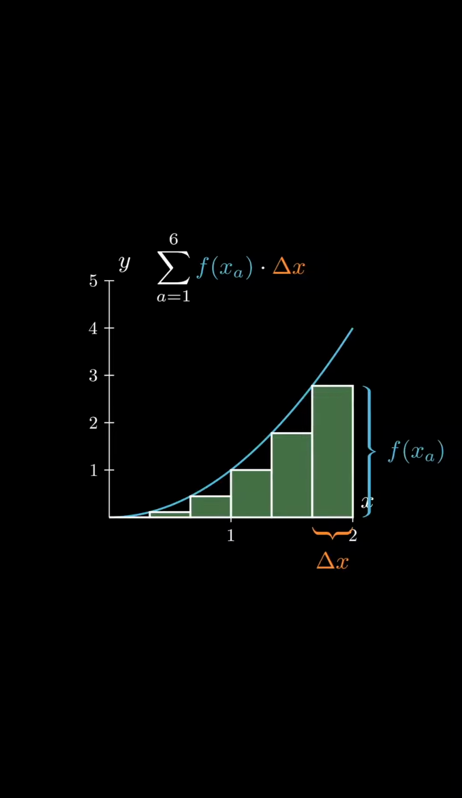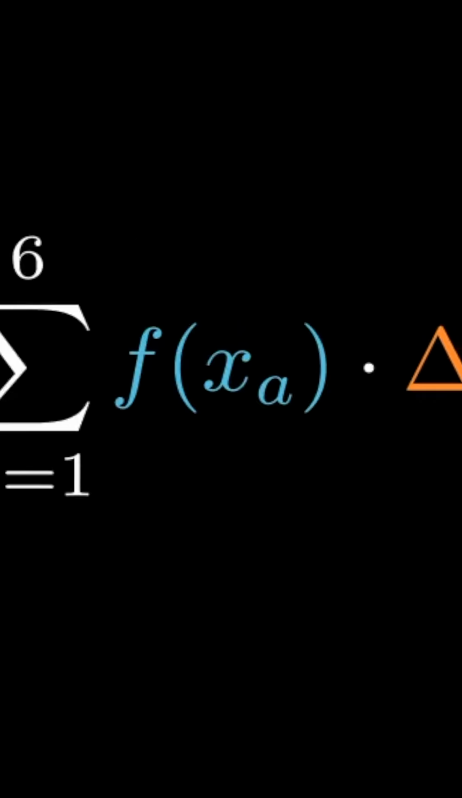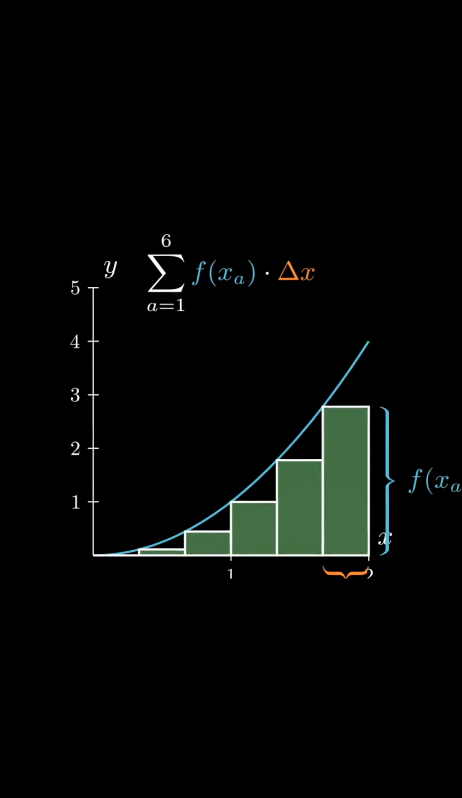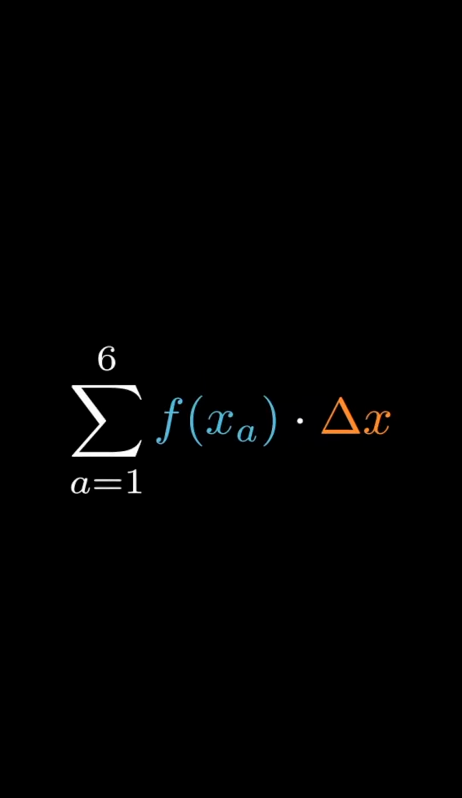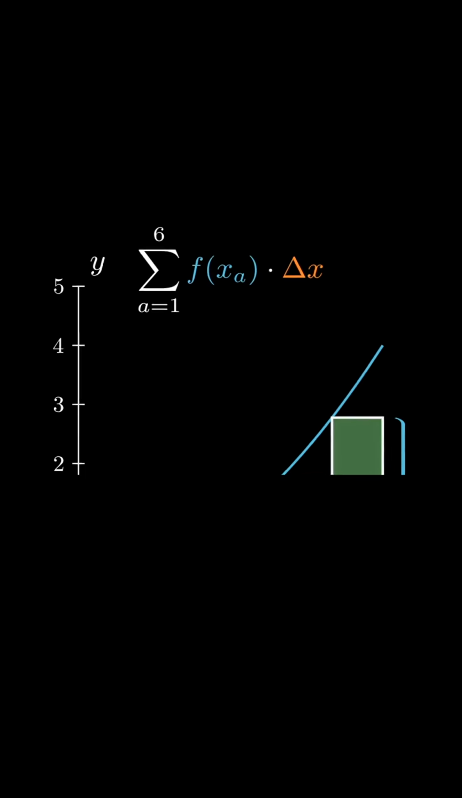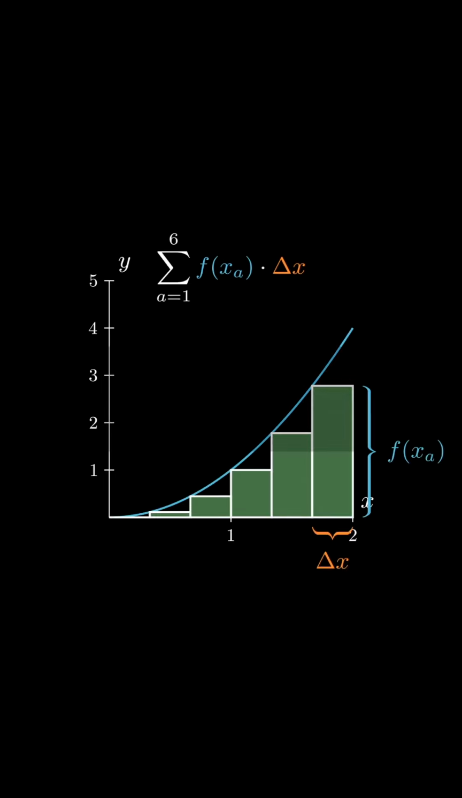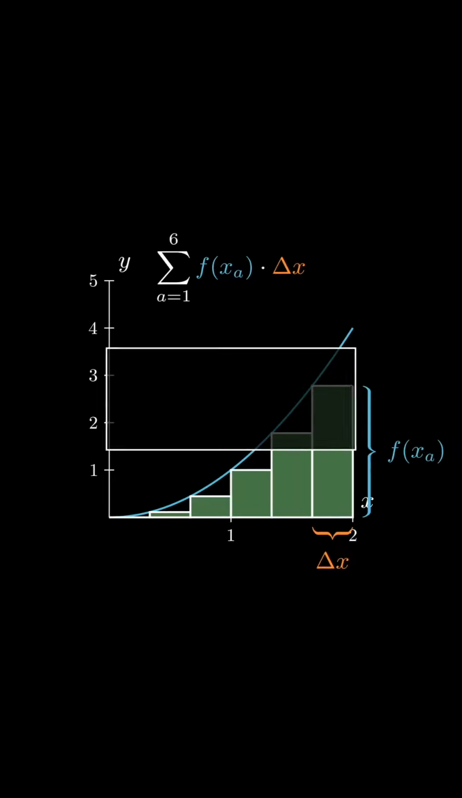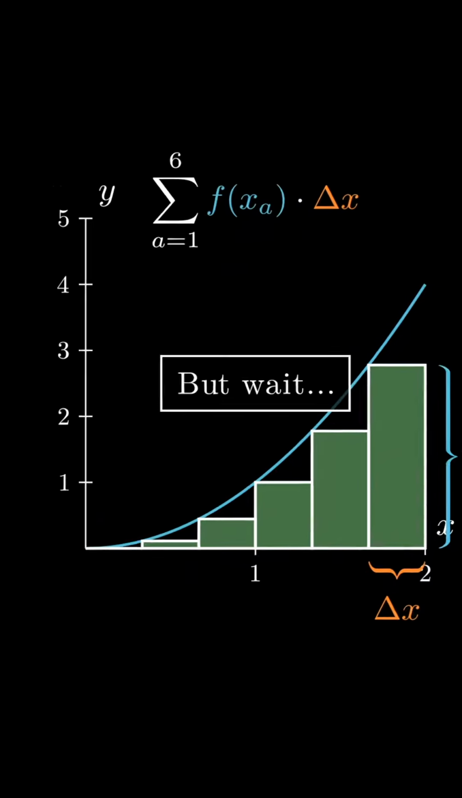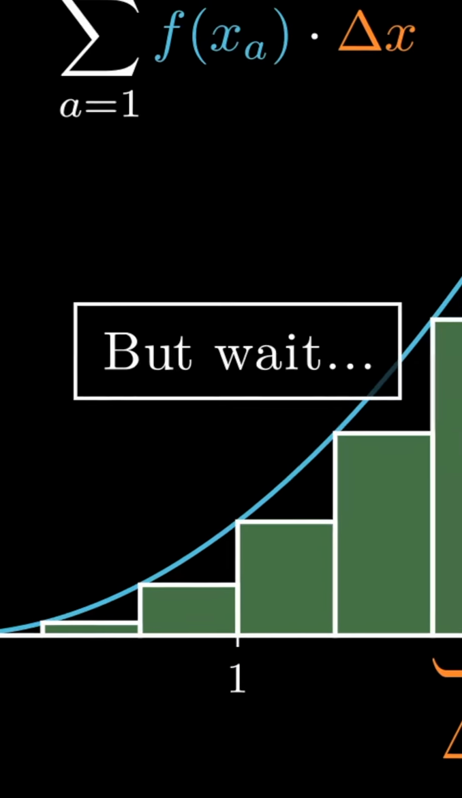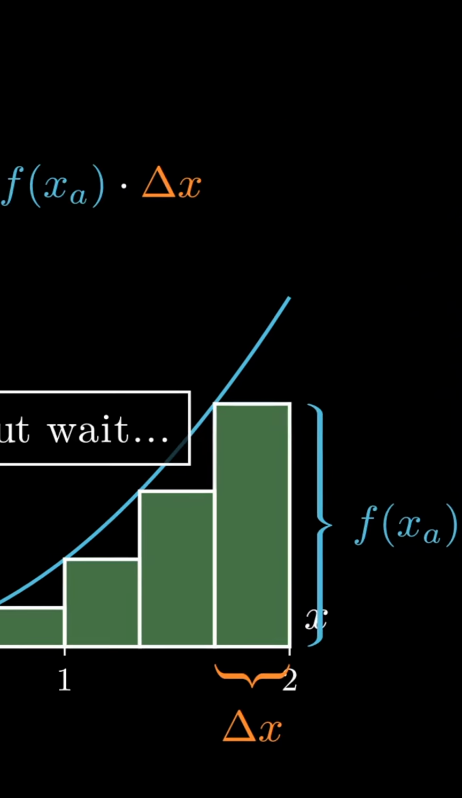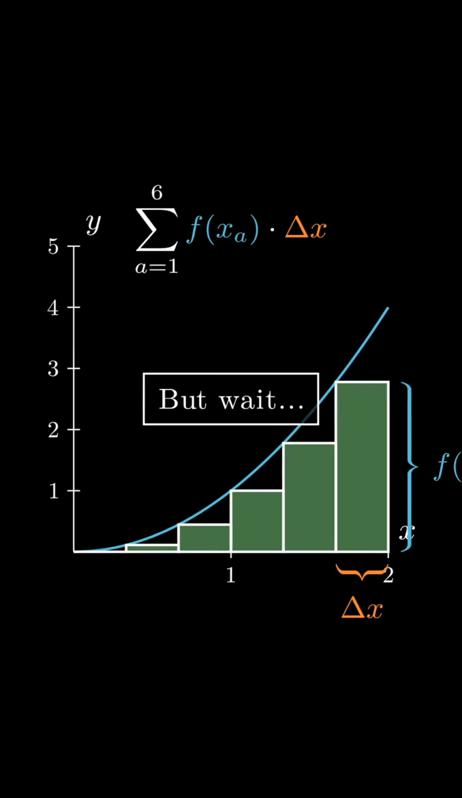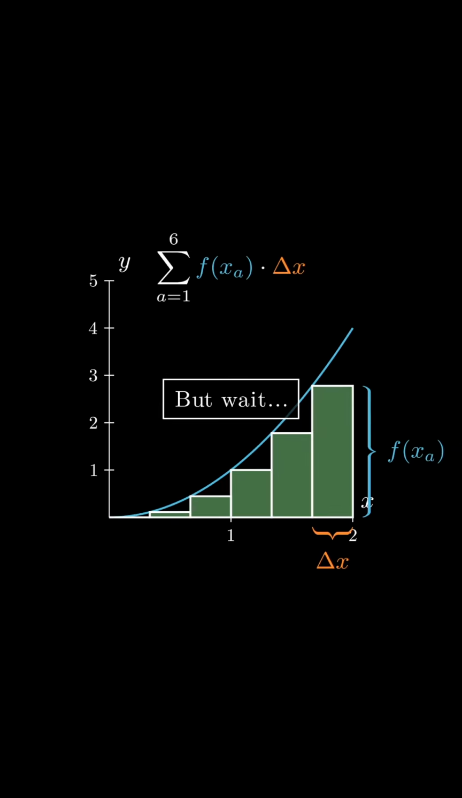Well, the area of each rectangle is f of x sub a times delta x. So that fancy little expression there just tells us that we're summing up the areas of each rectangle. And this sum is approximately the area under the curve. But wait, there's a bit of a problem. See those gaps of area under the curve that are not accounted for? This would be an underestimate of the actual area under the curve.